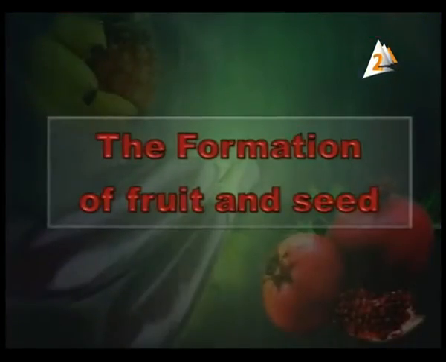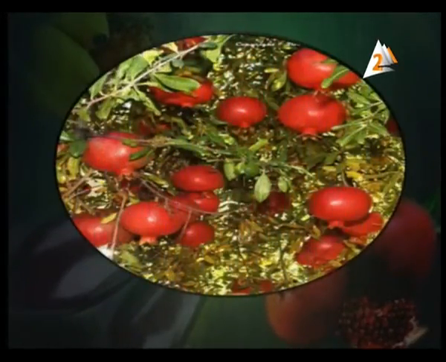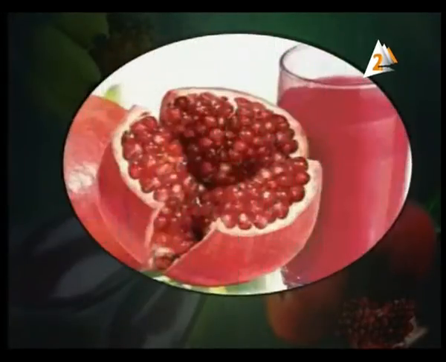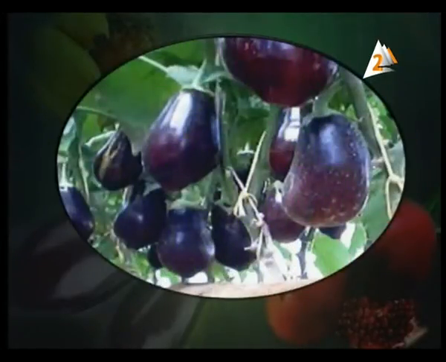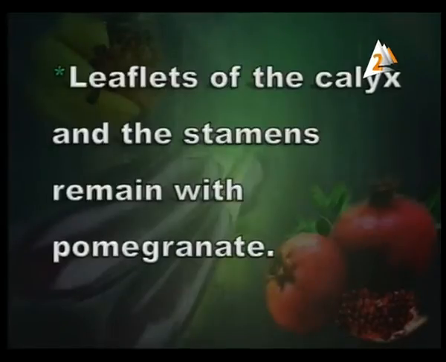The formation of the fruit and seeds. If we look at the fruits, we find that there are different types of fruit and colors. Also, we find that sometimes part of the flower remains with the fruit itself. There are some fruits which keep some parts of the flower, for example, the leaflets of the calyx. So some of the sepals remain on the fruit.